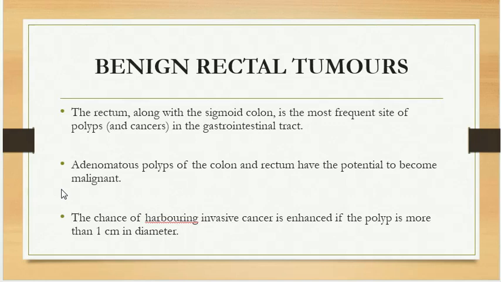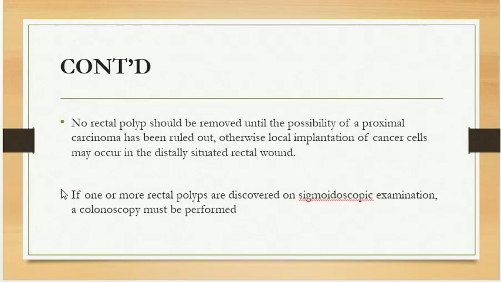Removal of all the polyps is recommended to allow complete histological diagnosis and exclude carcinoma. This is best done using endoscopic biopsy or snare polypectomy techniques. If one or more rectal polyps are discovered on sigmoidoscopic examination, a colonoscopy must be performed. This is another important point you should keep in mind.